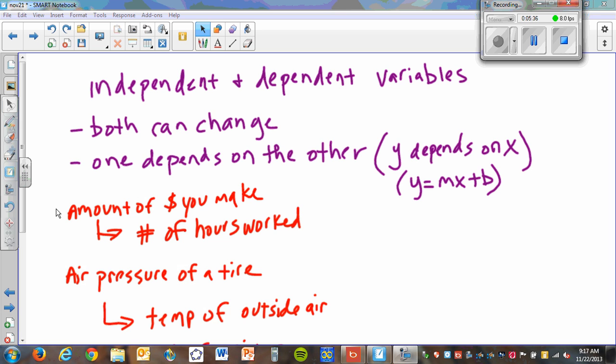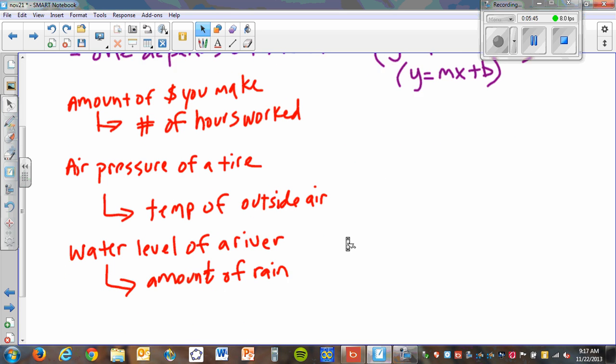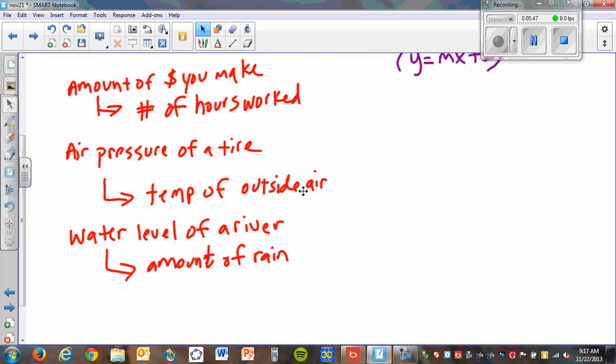You might see some story problems, like the amount of money you make depends on the number of hours you work, or the air pressure of a tire depends on the temperature of the outside air. The water level of a river depends on the amount of rain. All of these, the amount of money you make, pressure of a tire, those can change, but what it's saying is it's depending on whatever we have here, so number of hours worked, or the pressure depending on the temperature of the air.